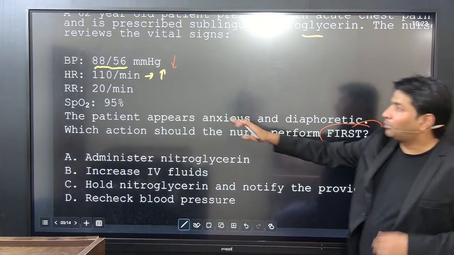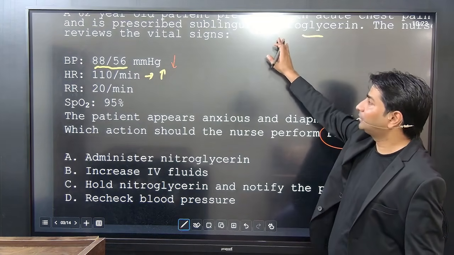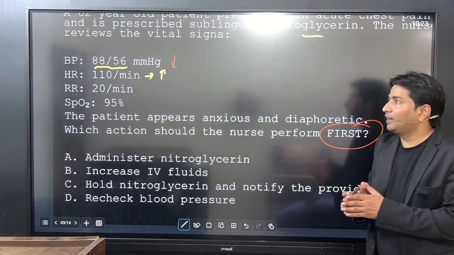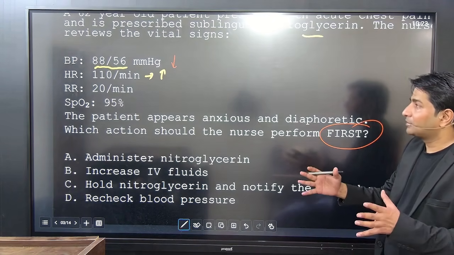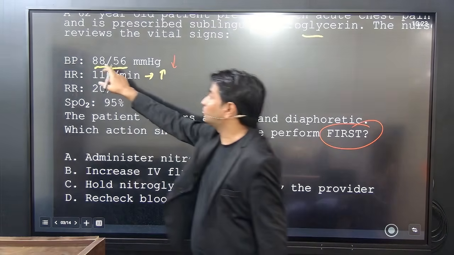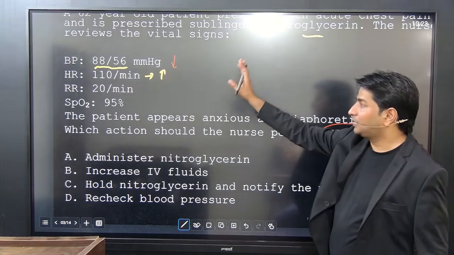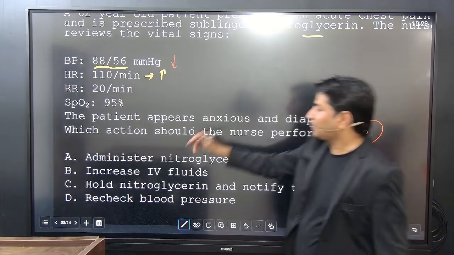You can look at it this way: if the BP is 88/56 and you still give the patient nitroglycerin, then because of the nitroglycerin, all the blood vessels in the body will dilate. If they dilate, it means the blood pressure will drop even further, potentially causing the patient to go into shock and develop severe hypotension. So this is a very dangerous condition.